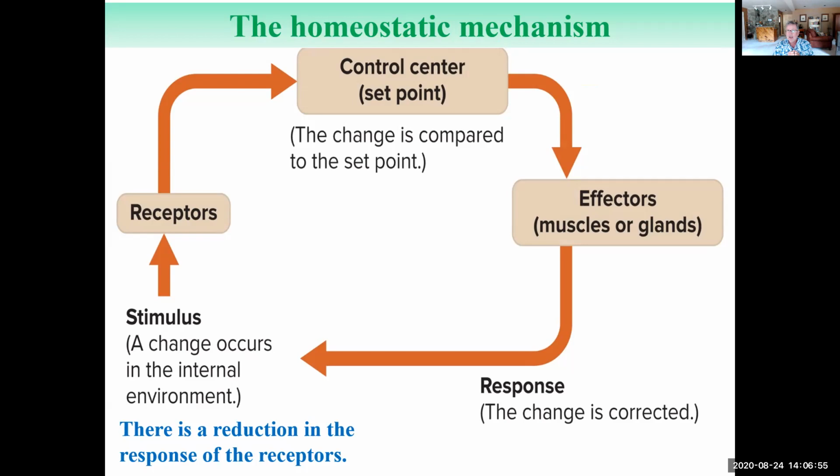Normally it's 37, right? So the control center is comparing that rise in body temperature to 37, the set point, if you will, for body temperature. And in an effort to bring that body temperature down to 37, the control center will send impulses via nerves, just like the receptors initially did, right? Only in this case, those nerve impulses will go to effectors, things that can cause something to occur to help us cool down.